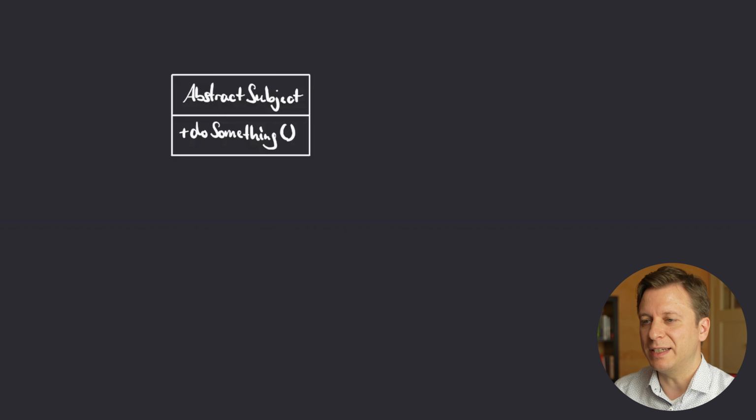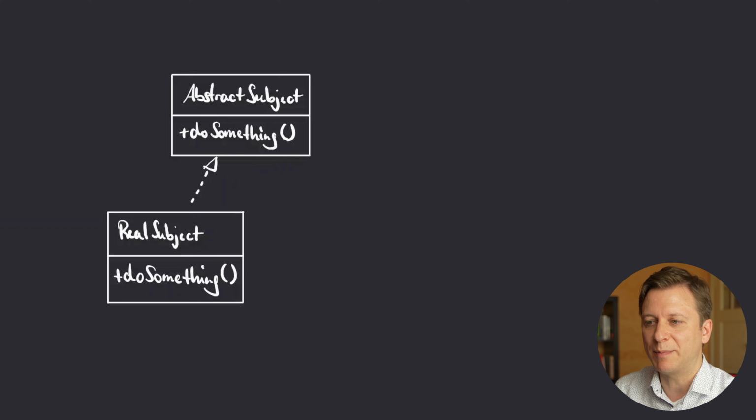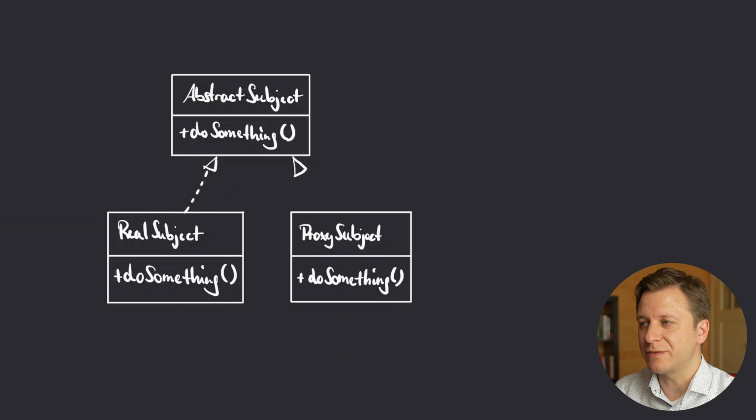The second thing we need is a real subject. Here we implement the abstract subject, meaning that we also need to implement the doSomething method. The third thing we need is the proxy subject, which also implements the abstract subject. This is the place where we add conditions for the real subject. This also means that we need to implement the doSomething method. And due to the fact that both implement the abstract subject, they can be used interchangeably.